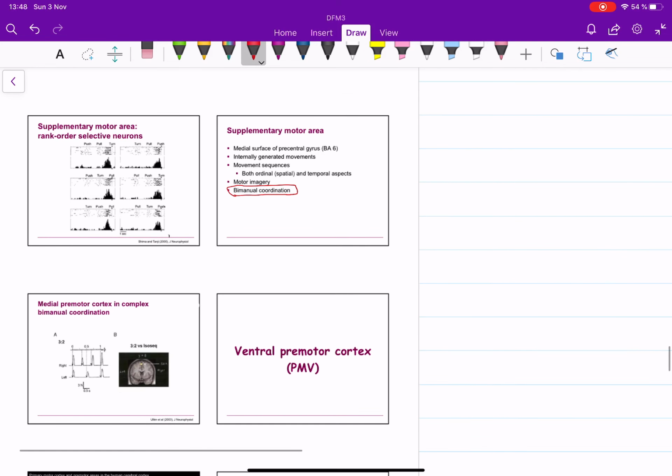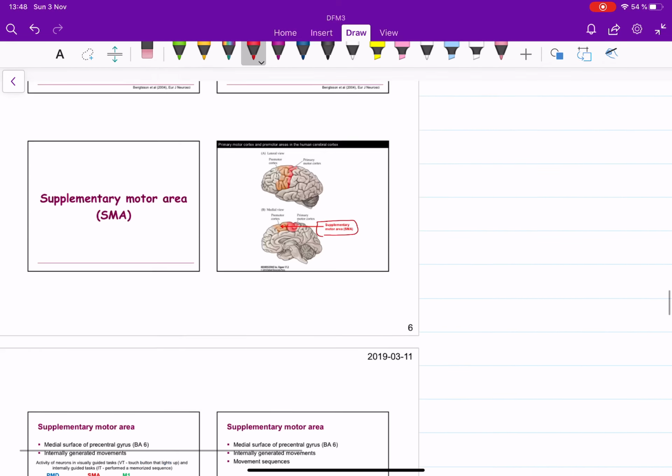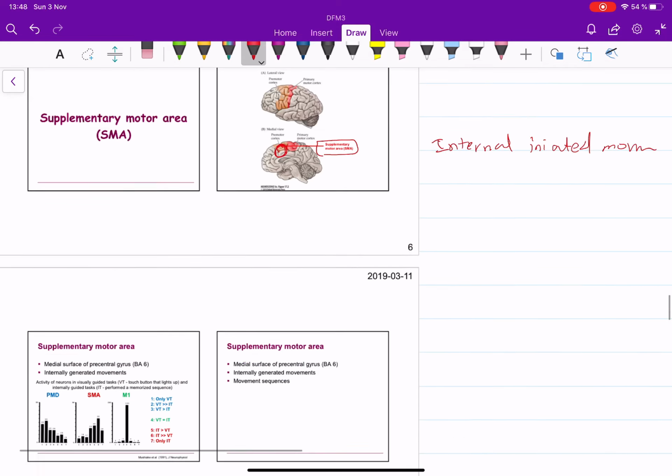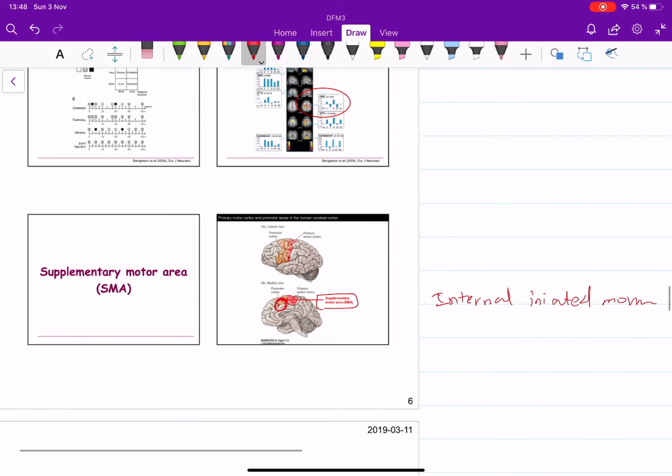And also, it's responsible for internally generated movement. Where is it located? It's located here. Remember that it's responsible for internally initiated movement, or internally generated, we can say also.